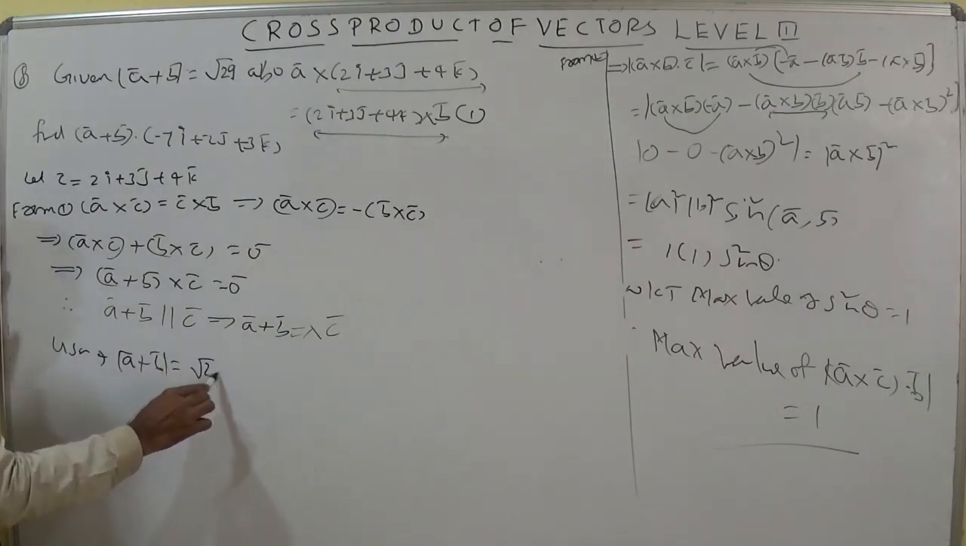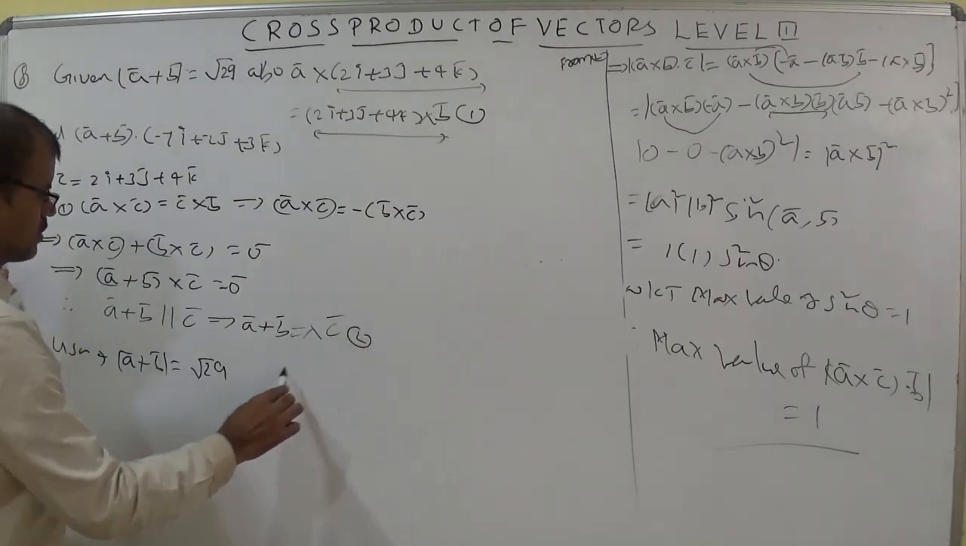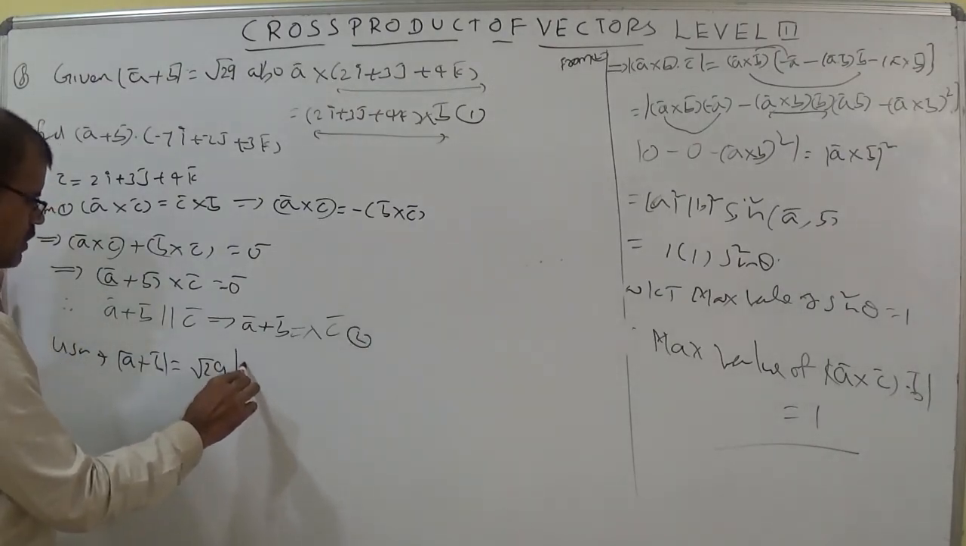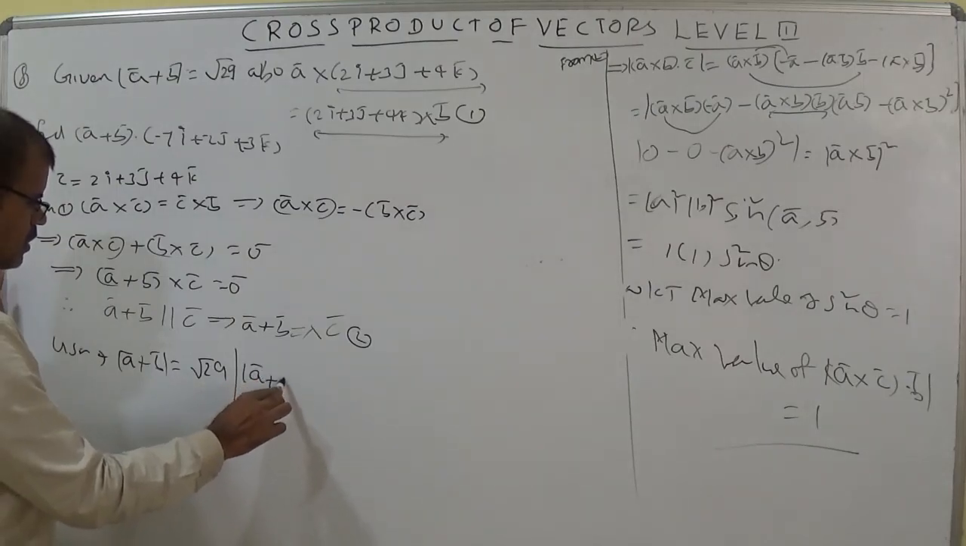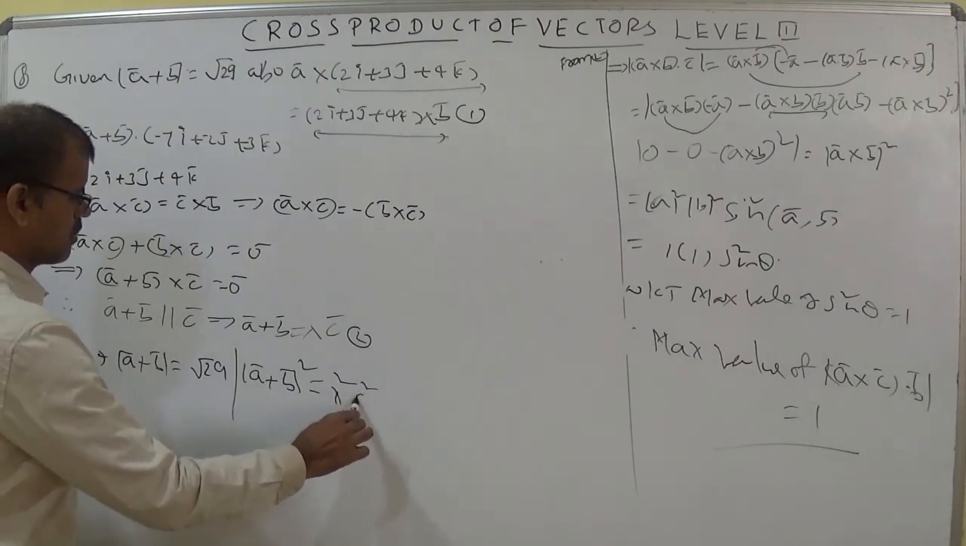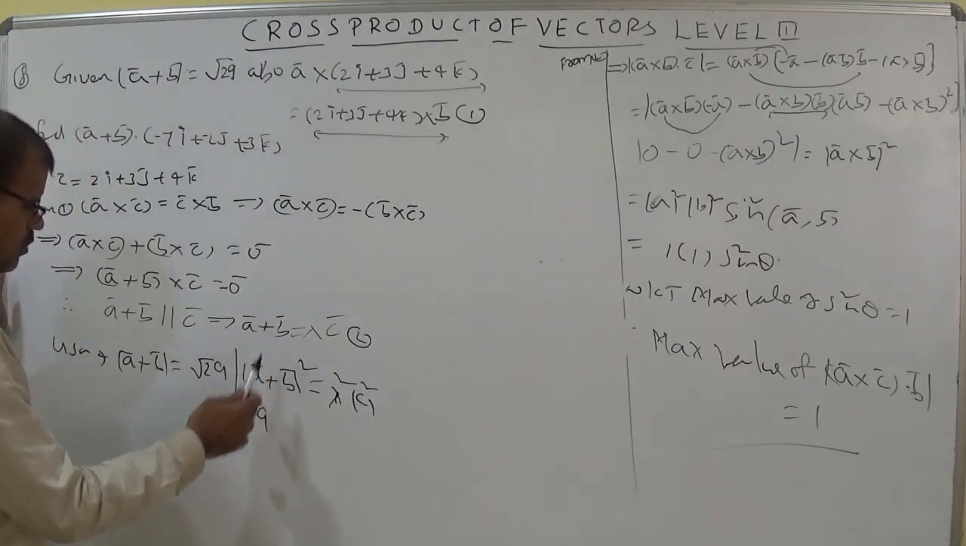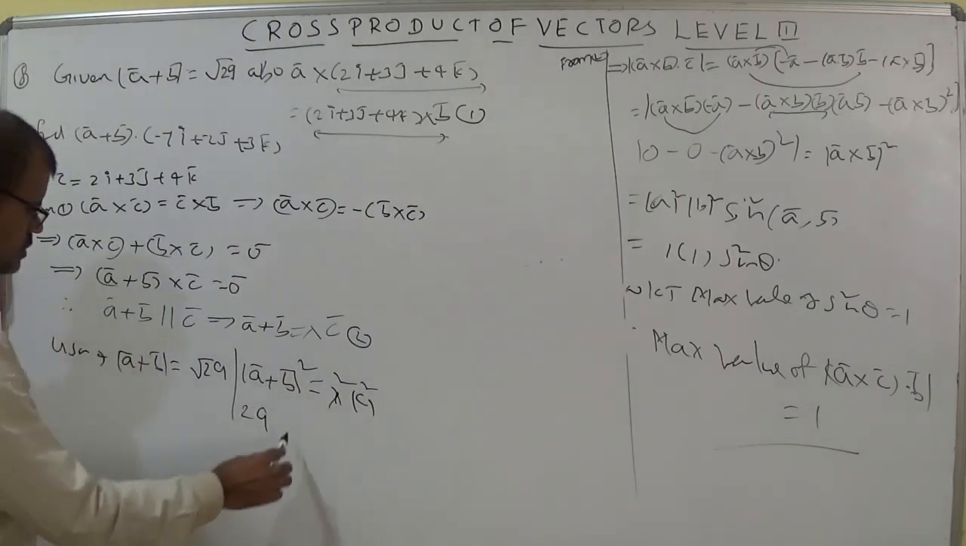Modulus of A bar plus B bar is equal to root 29. Let it be the second equation. Take the mod. Whenever you take the mod, modulus of A bar plus B bar whole square, you can take lambda square into mod C square. What is the value of A plus B whole square here? 29 is there.